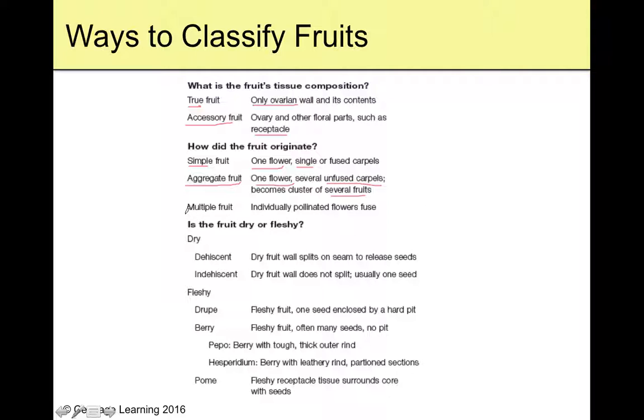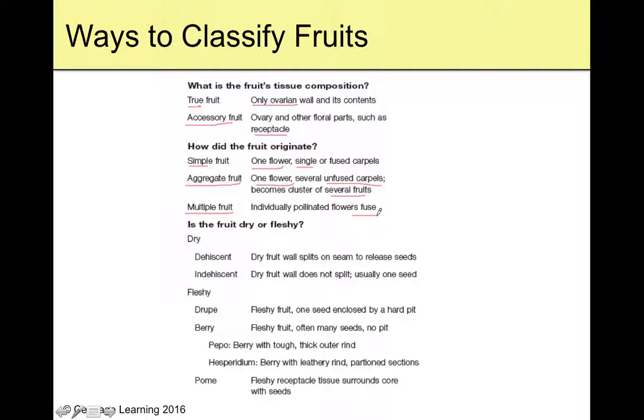Then there's a multiple fruit. A multiple fruit is individual flowers that are all pollinated individually, end up fusing, and so you get multiple fruits growing so close together that the fruits themselves have fused. So it looks like one big fruit, but that's not actually the case. It is many small fruits.